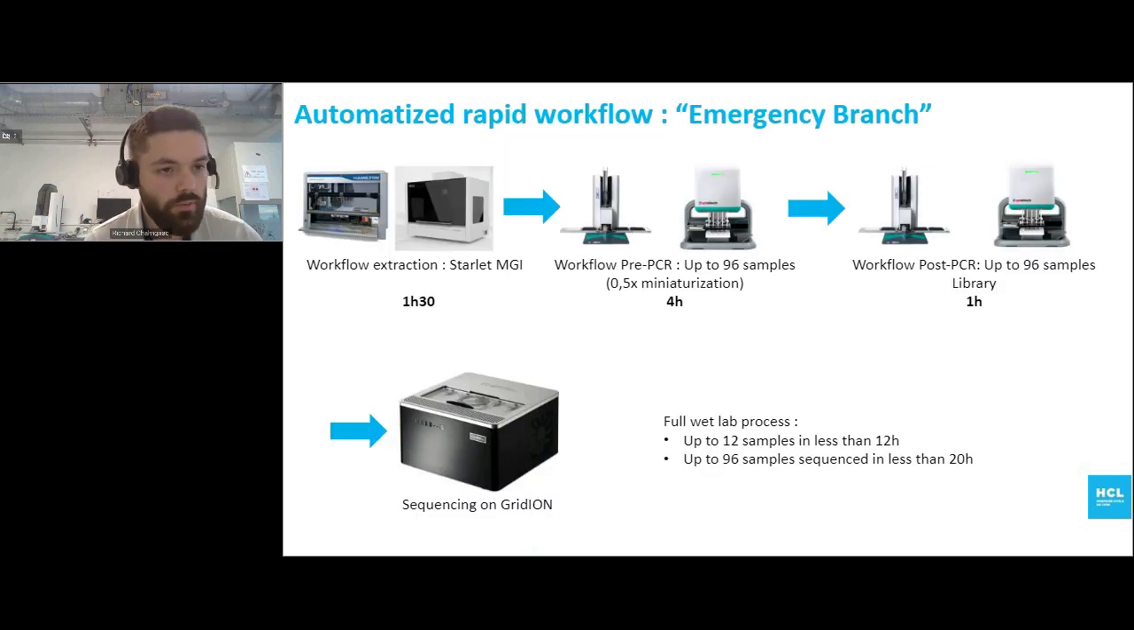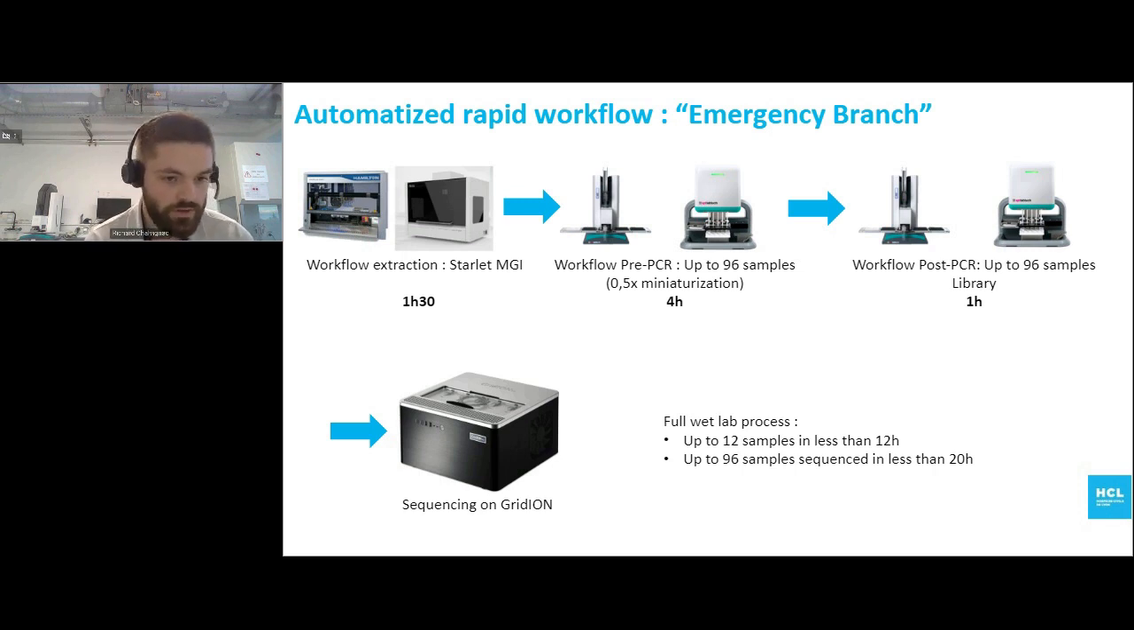I just want to add a little bit more information on the emergency branch, that you might have seen in the GNAP platform presentation. This is a parallel workflow that we are doing for lower throughput. So basically, we do the extraction in 1 hour, the pre-PCR in 4 hours, and the post-PCR, so the library preparation, in 1 hour for up to 96 samples.